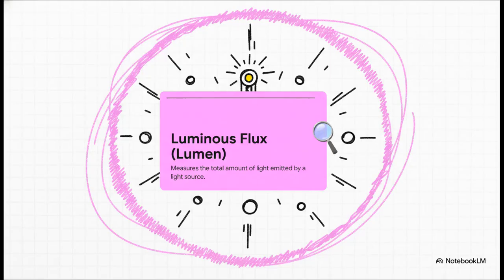First up, we've got luminous flux, and we measure that in lumens. The easiest way to think about this is as the total raw power of a light source. It's all the light just pouring out of that LED in every direction. It's kind of like the horsepower rating for an engine. It's just a fundamental measure of its total output.